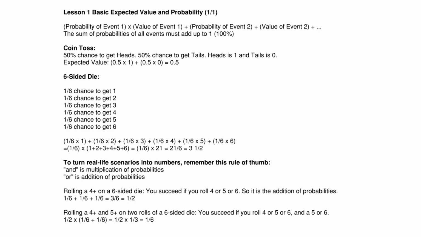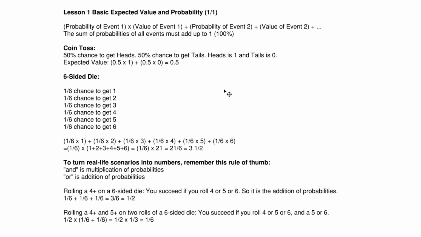Today's lesson is going to be about basic expected value and probability. So, how to calculate expected value is you take the probability of an event happening and you multiply it by the value of that event happening, and you sum up all of these events. And the sum of all your probabilities of all the events must add up to 1, which means 100%.